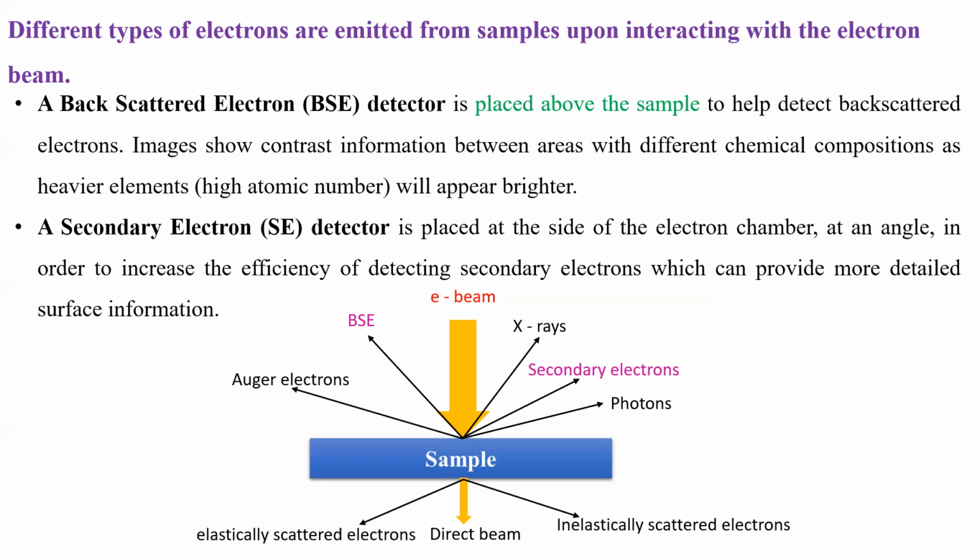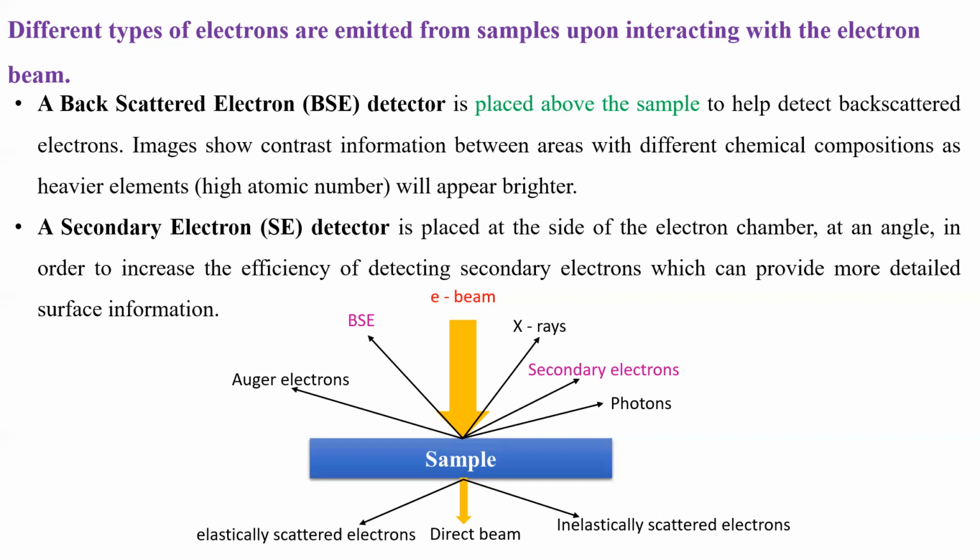These two electrons are collected with the help of detectors, called the backscattered electron detector and the secondary electron detector. The backscattered electron detector is placed just above the sample, which helps to collect the backscattered electrons. And here we mainly see contrast information between different compositions or compounds of the sample.